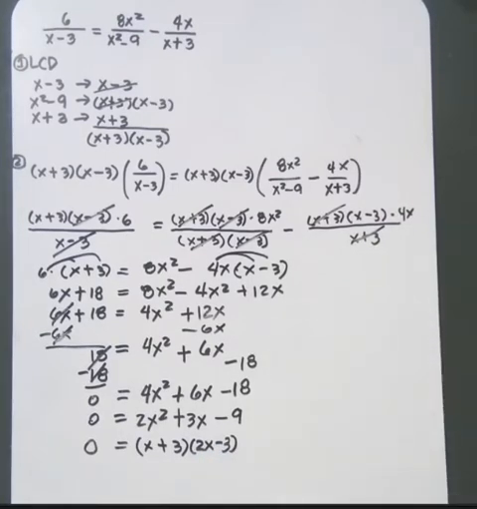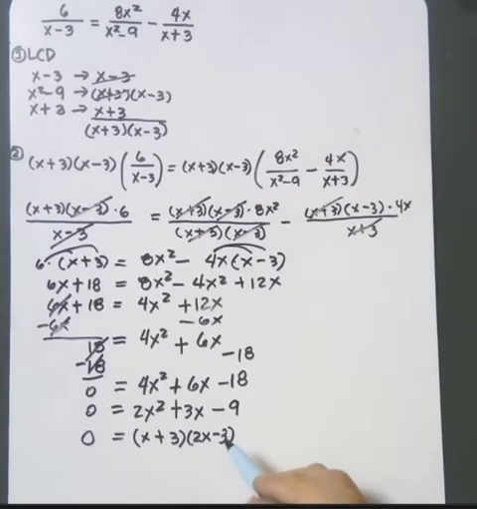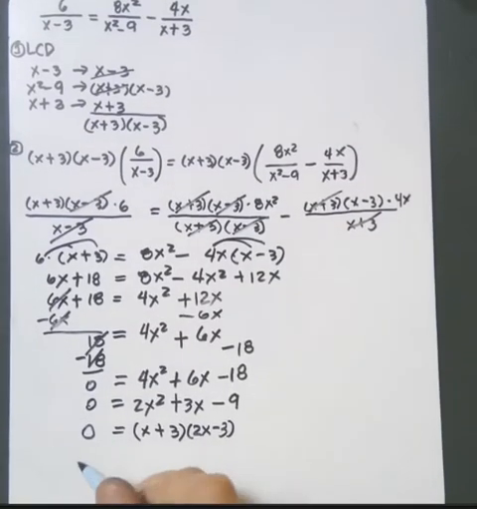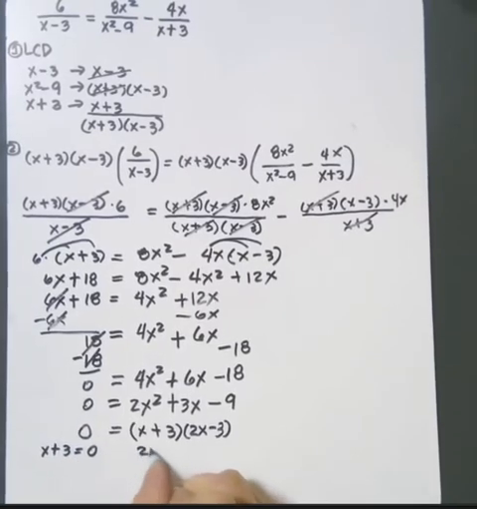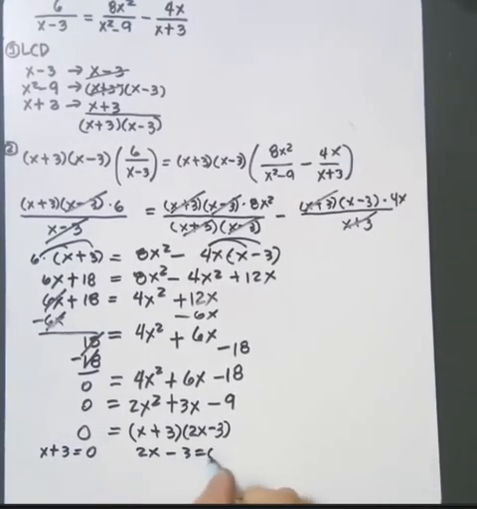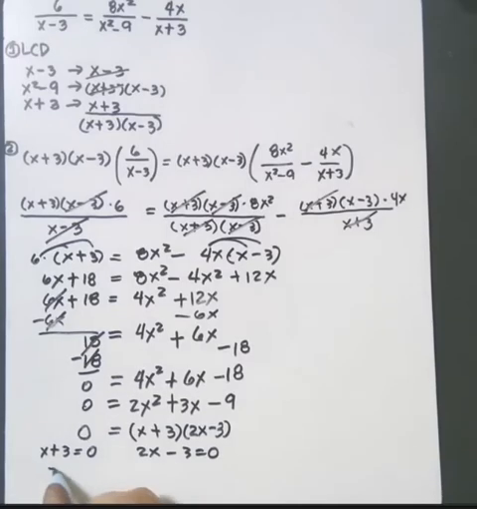After we identify the factors, we equate them to 0 to solve for our solution. We have x plus 3 equals 0 and 2x minus 3 equals 0. Subtract 3 from both sides of the equation. This is equal to 0. x is equal to negative 3. This is now our first solution.